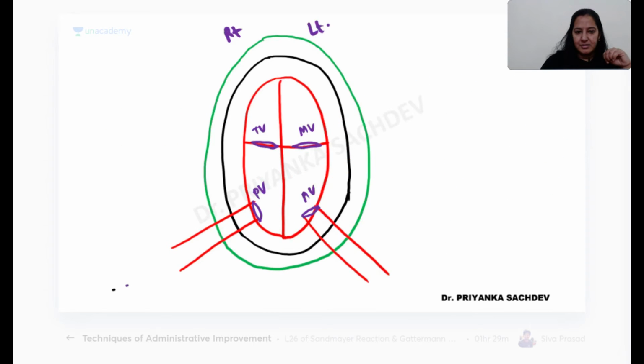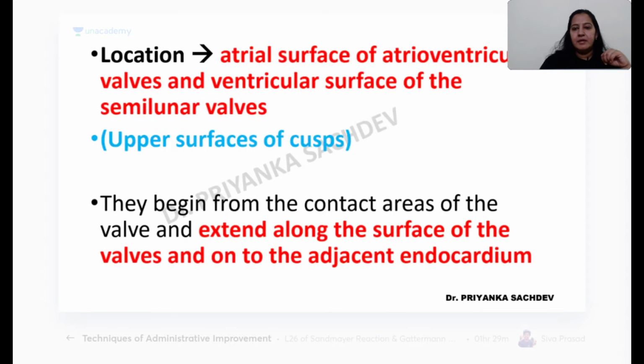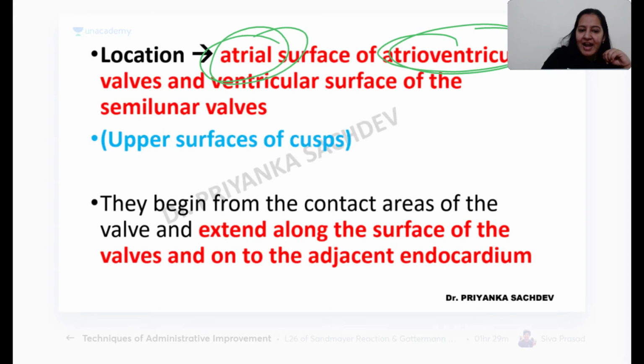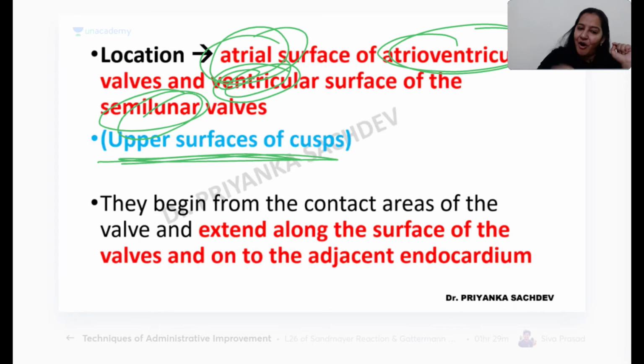Let me write it. Location, I have not written it here. Just a second. So this is the location: atrial surface of AV valve and ventricular surface of semilunar valve. In short, upper surface of all valves. Upper surface of AV valves is the atrial surface and upper surface of semilunar valves is the ventricular surface. So no need to learn. Upper surface of all valves, not lower, only upper. In contrast to Libman-Sacks, which was present on both surfaces, upper as well as lower. Here it is present only on upper. So that is the location.